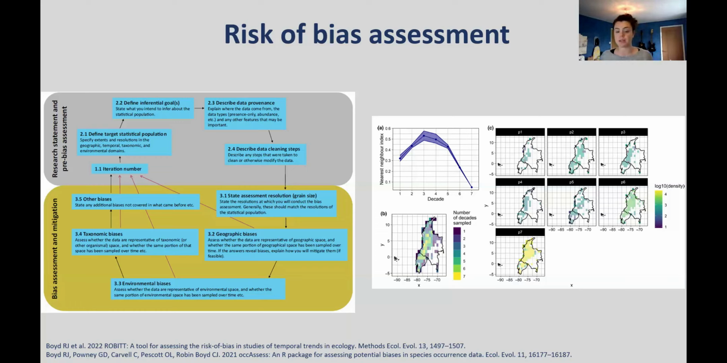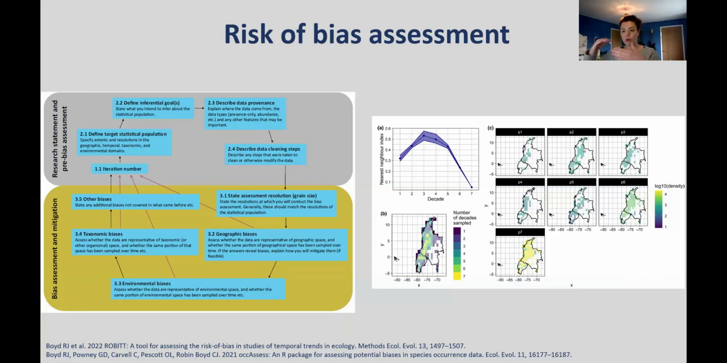As you can see from this graph, it really starts with defining your statistical target population, which means what is the thing that you're interested in saying something about. Are you interested in one species over the national territory, for example, over the whole country, or are you interested in one single population in one site? So defining what you're interested in, and then defining your inferential goal. What is the question that you're trying to answer with your data?